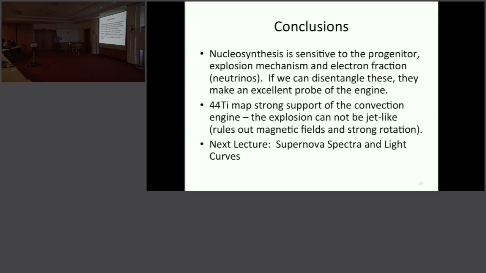But at this point, I will tell you that as far as most of us are concerned, this is pretty much strong evidence that it's either the convective engine or some engine that we have not yet proposed, because the other engines really do not naturally explain this. And I think that's pushed us into a nice area of understanding how supernovae really work.